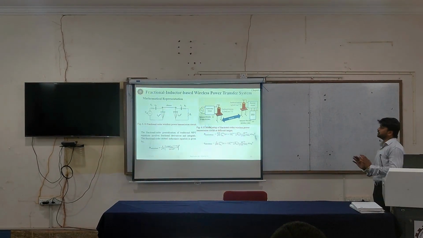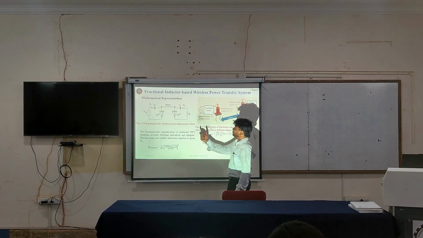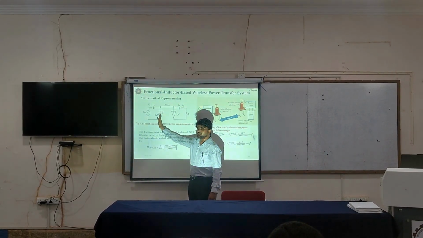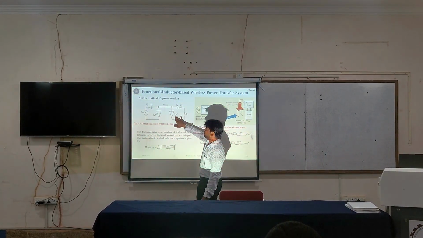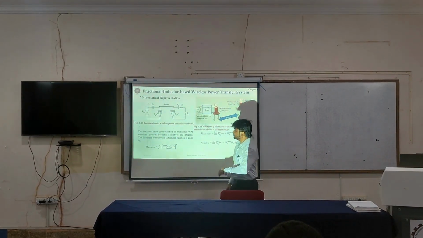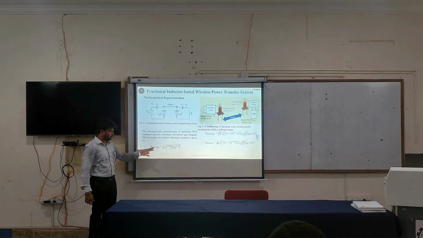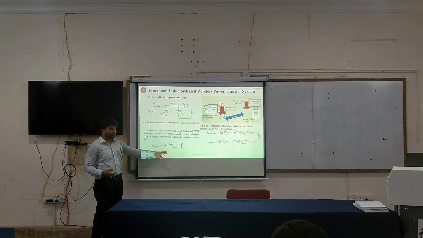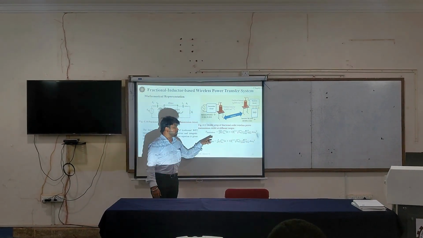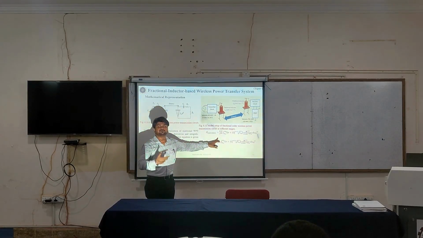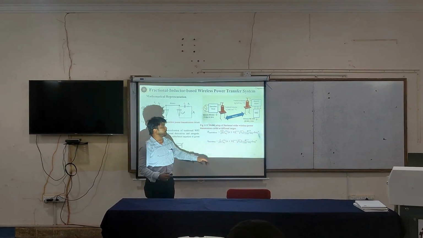Now we are going to the mathematical representation of the fractional inductor-based power transfer system, where we have a distance between the inductive transmission coil and the inductive receiver coil. This has been obtained mathematically. The equation shows the mutual inductance of the transmitter and the receiver part, and this equation shows the power for the wireless power transmission, and this shows the efficiency of the power.